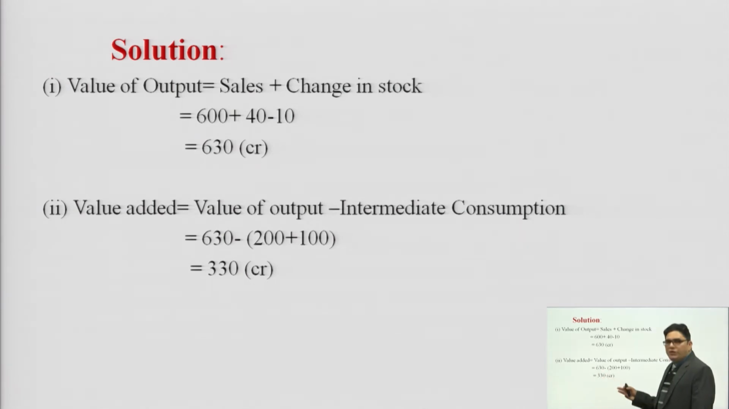Similarly, we need to understand that by the product method we will reach GDP at market prices, and we need to use two formulas for that. One, value of output is equal to sales plus change in stock. Next, value added is equal to value of output minus intermediate consumption, and intermediate consumption is the purchase of raw material, either from the domestic market or from the international market.